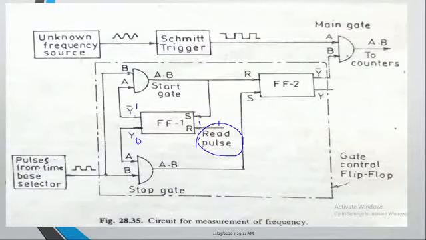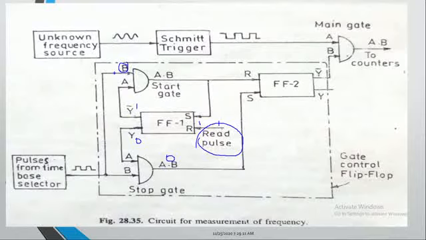So if this output is a 0, then obviously one of the inputs of this gate is a 0, then the output is equal to 0. And this output is given as an input to this particular AND gate. And if one input of the AND gate is a 1, then obviously the output of the AND gate is nothing but the other input.